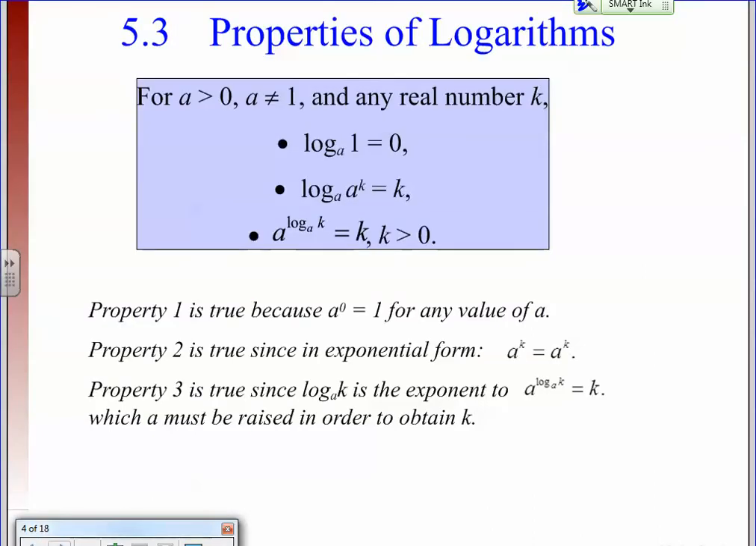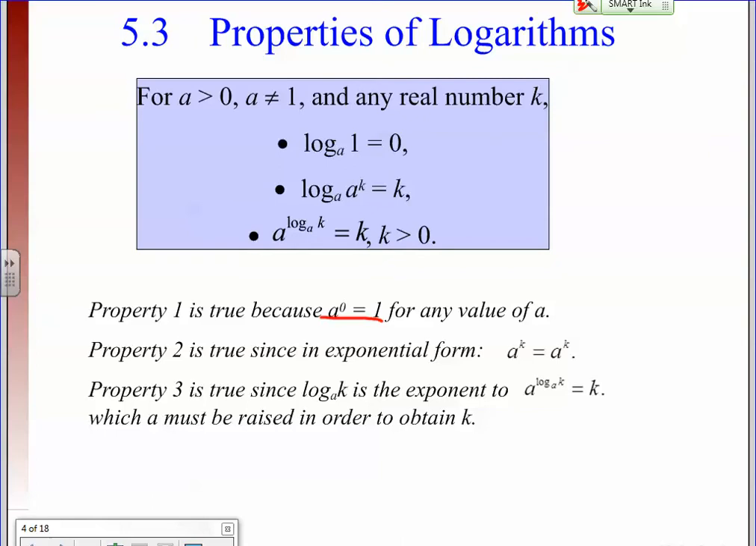Okay, so these 3 properties here are very important to recognize when you see this kind of problem. You don't need your calculator to solve it. You can solve those automatically. And these 3 properties of logs, we're going to go over each one of them. Property 1 is true because a to the 0 power equals 1 for any value of a. So why did they say that? Why does that go with that?